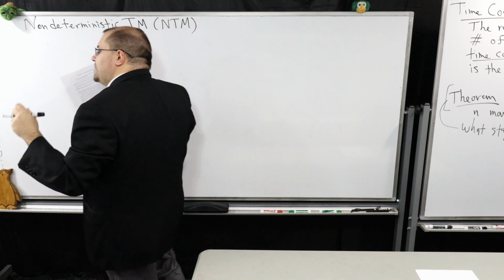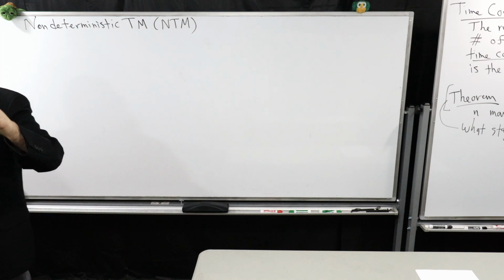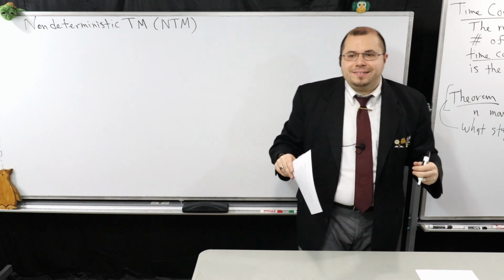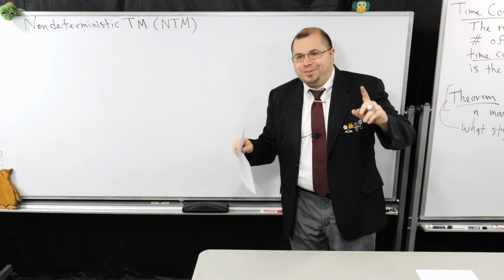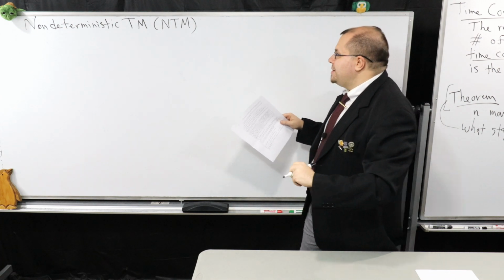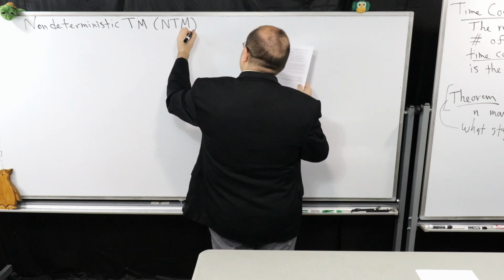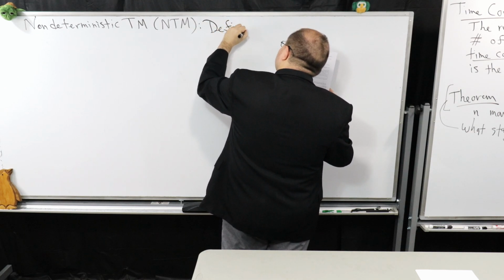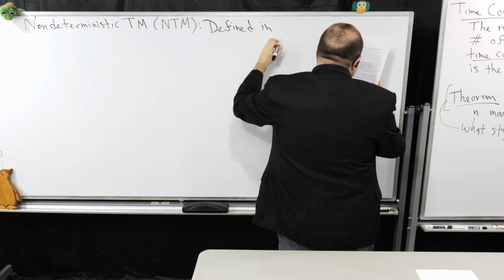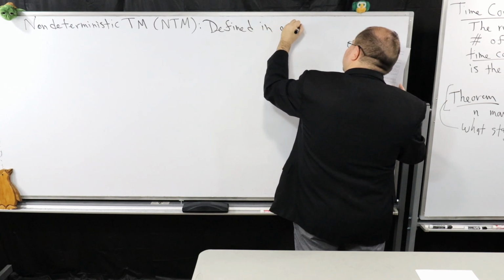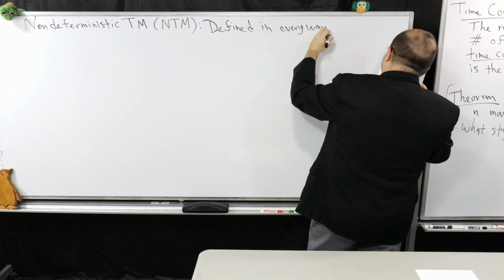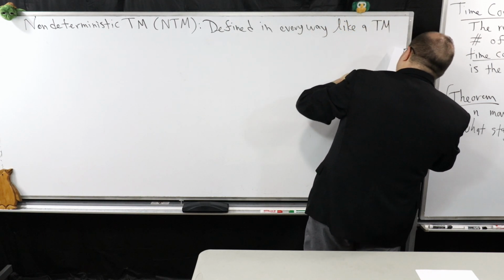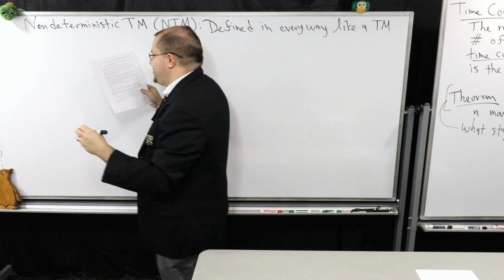To be clear, if ever I'm talking about a normal Turing machine, like the way I've been defining them and playing around with them, I'll call those deterministic Turing machines. I'll abbreviate those as DTM. Just to be clear. So the great part about this is it's defined in every way like a Turing machine, except its transition function.